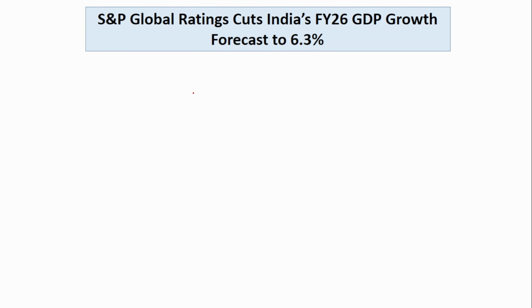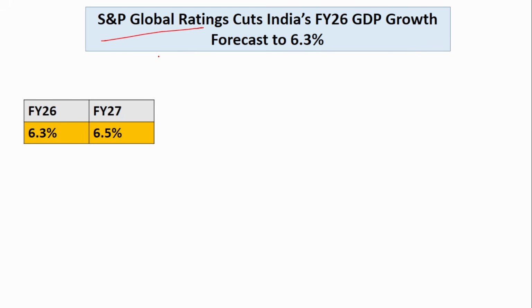Next is about the GDP forecast. S&P Global has projected that India will grow at 6.3% in financial year 26 and 6.5% in financial year 27. This is lower compared to the previous projection. We don't have to remember the previous projection now. Just remember that it has been lowered, and it has cited the reasons for this lowering of the GDP projection as the geopolitical tension, the war between Russia and Ukraine, and also the trade tariff that has been imposed by the US president. So these are the various reasons for lowering the GDP projection.